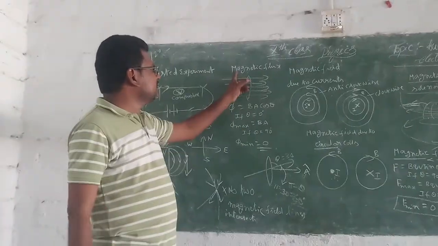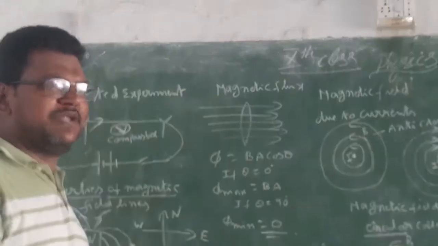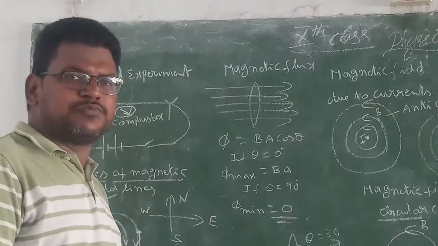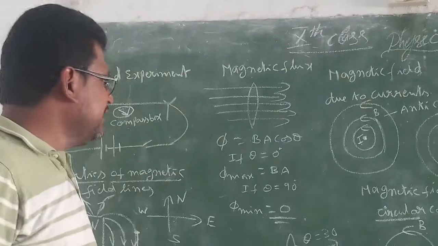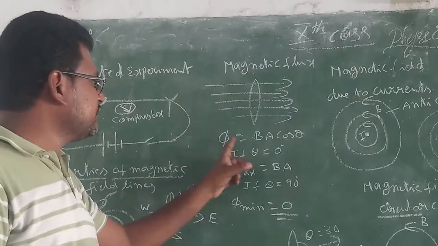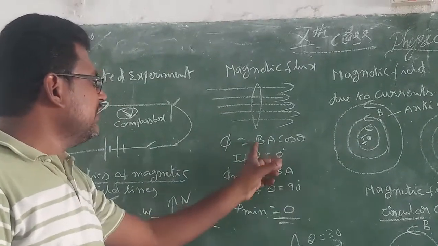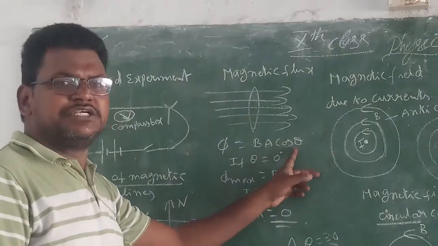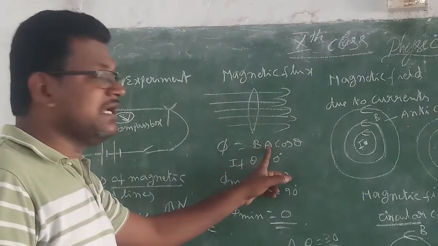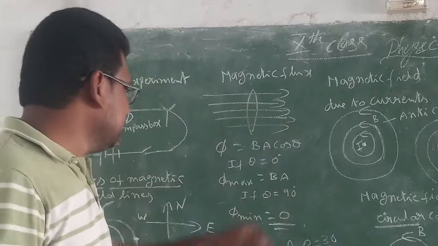Now let's see magnetic flux. Magnetic flux is nothing but the number of magnetic field lines passing normally through a given area. So flux phi is equal to BA cos theta. Here B is the magnetic field, A is the surface area, and theta is the angle between the magnetic field and the normal to the surface area, not the surface area itself.